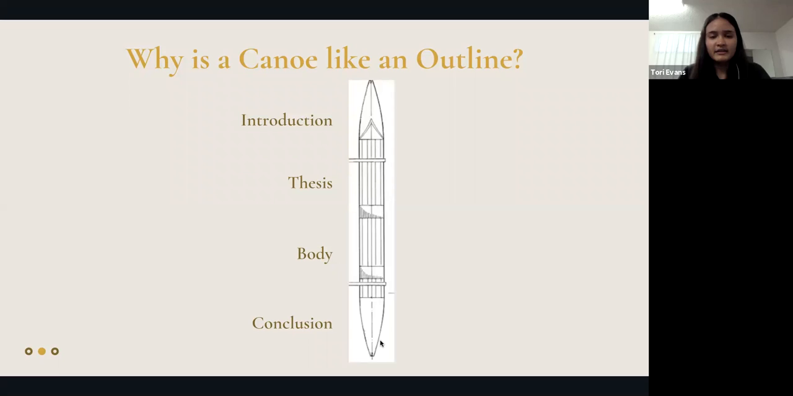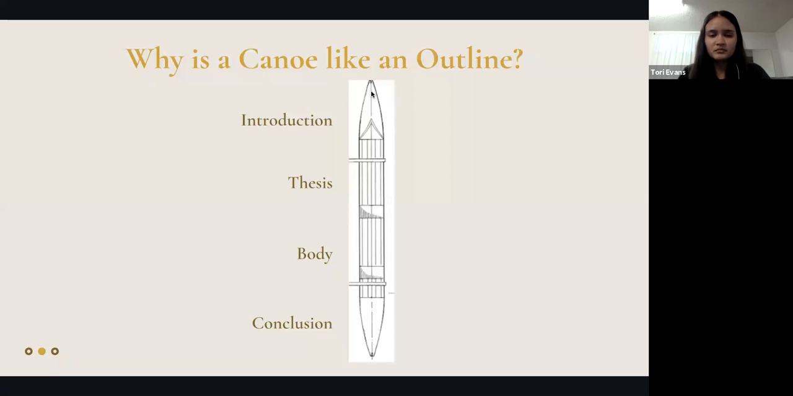So the tip of the canoe is a lot like the introduction because we like to keep things brief and simple and just introduce the main point or topic of our essay. So we want to keep the information small and brief and to a minimum as much as possible, just like the tip of the canoe.